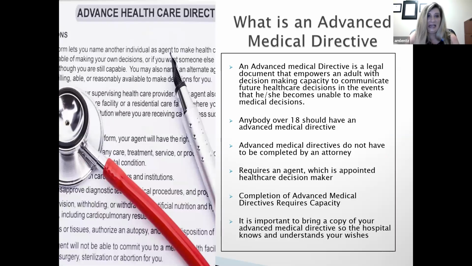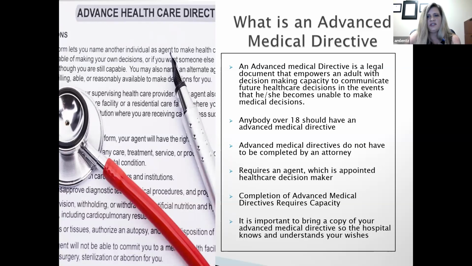And I'm going to go into that a little bit further here. So what is an advanced medical directive? It's also called an advanced care plan. And this is a legal document that empowers an adult with decision-making capacity to communicate future healthcare decisions in the event that he or she becomes unable to make medical decisions. This is what I said earlier. Anybody over 18 should have an advanced medical directive. I have one. So I encourage my children to have one.